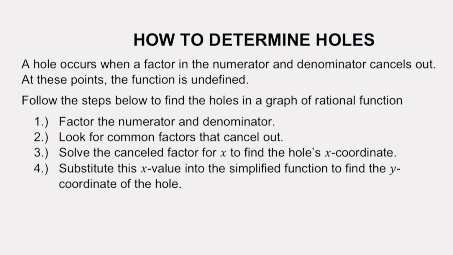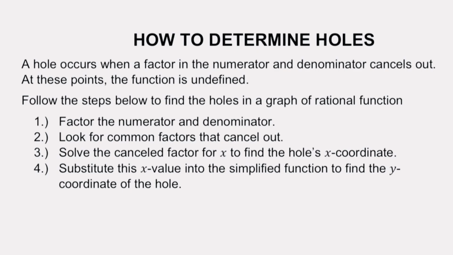First, we factor the numerator and the denominator. After that, we look for common factors, and whatever common factors there are, we cancel them out. After that, we solve for the canceled factors. Whatever was canceled, we solve for x, and this represents the x coordinate of the hole. And we can substitute this x value into the simplified function from step 2, and we will be able to determine the y coordinate of the hole.